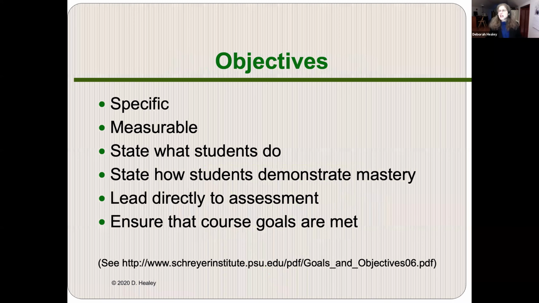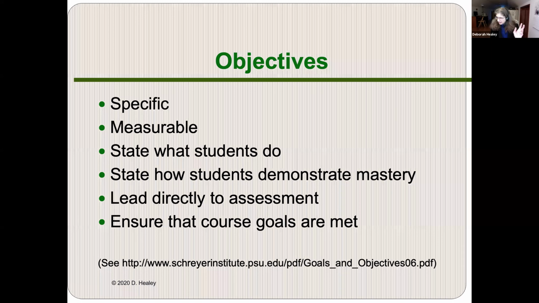So let's look now at objectives, okay? And I'm sure you all have had a thought about objectives, right? What I'm talking about are behavioral objectives for students. They are very specific. They must be measurable. They talk about what the students do. They also talk about how the students will show you that they have mastered the objective. And in their demonstration of mastery, you have assessment. This way, if your objectives are done well, your course goals can be met because as you remember from the pyramid, they all fit together.